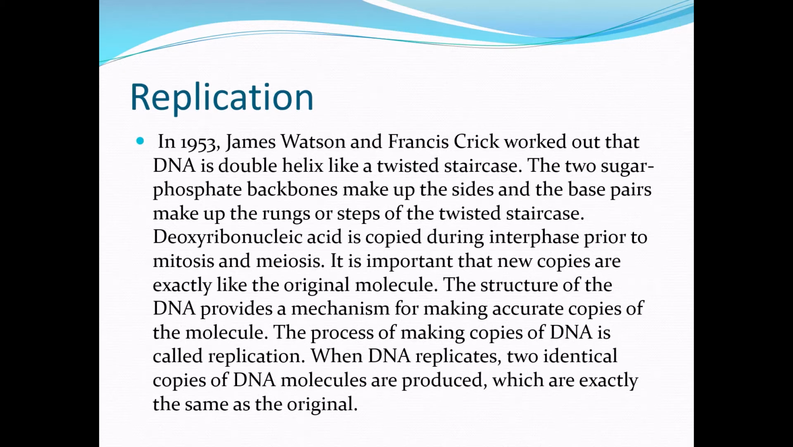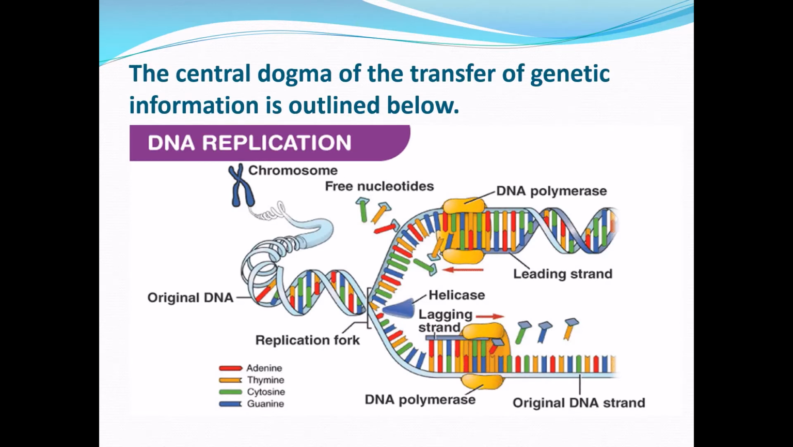It is important that new copies are exactly like the original copies. The structure of the DNA provides a mechanism for making accurate copies of the molecule. The process of making copies of DNA is called replication. When DNA replicates, two identical copies of DNA molecules are produced, which are exactly the same as the original. The central dogma of the transfer of genetic information is outlined below. See the picture and observe.